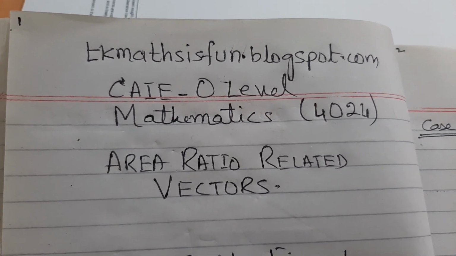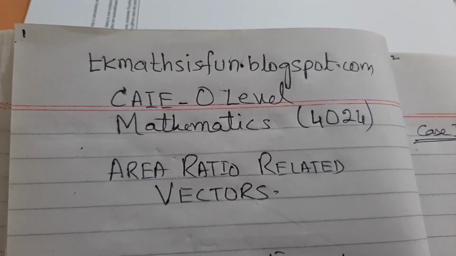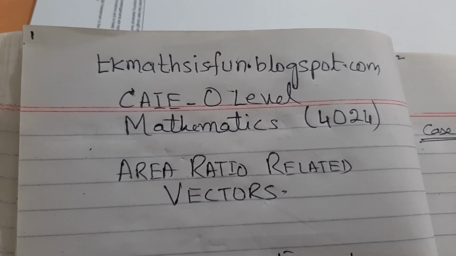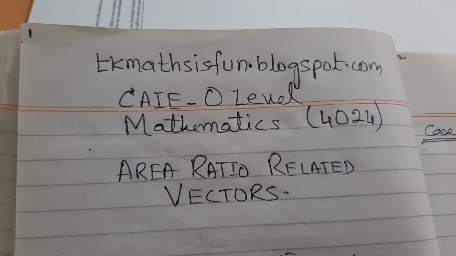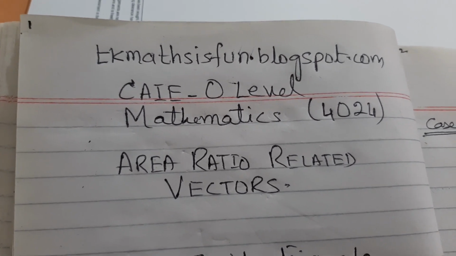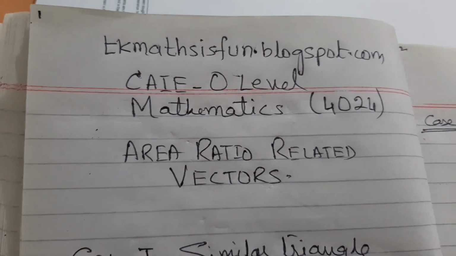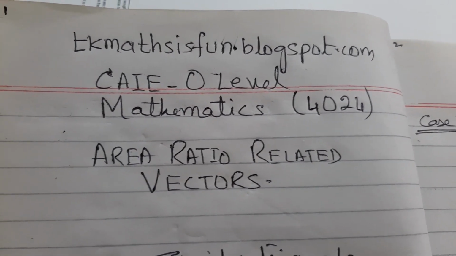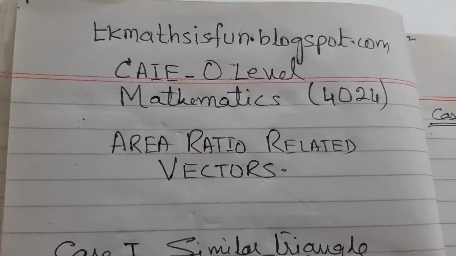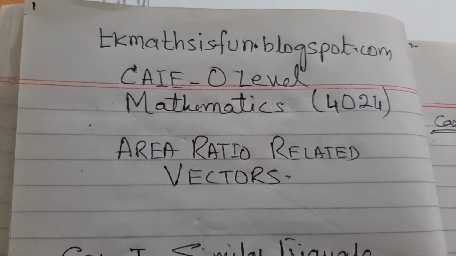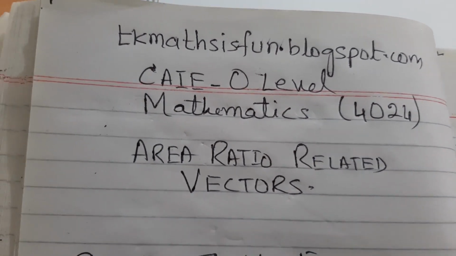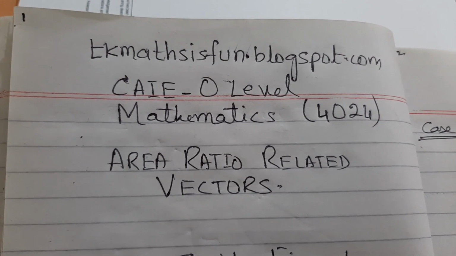In this video, I will explain vectors of O-level mathematics, which is a syllabus of CAIE. I'm covering a small aspect of vectors, and that is related to area ratio. Most of the time they ask the ratio of different areas in the figure, so this video is all about it. With the help of one example, I will take care of all the cases.